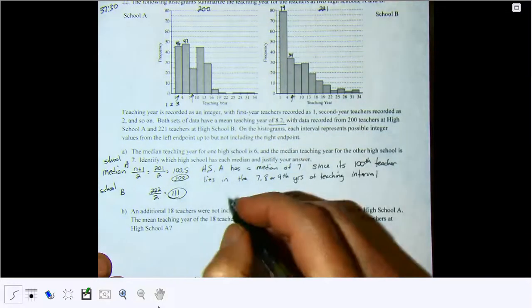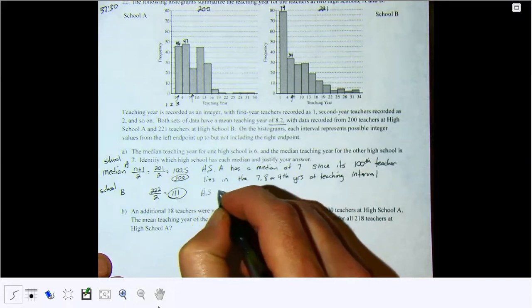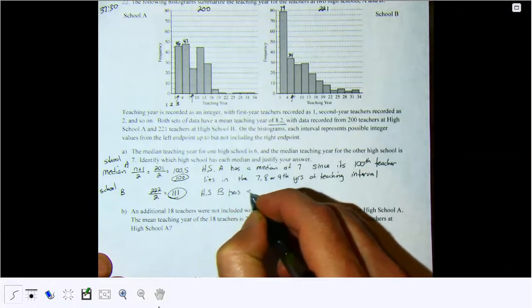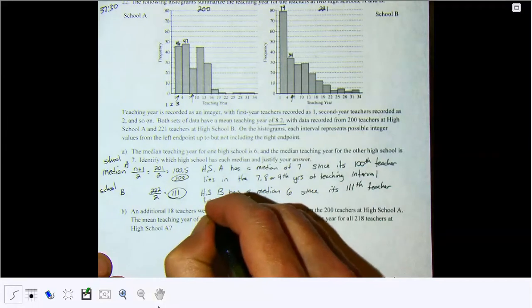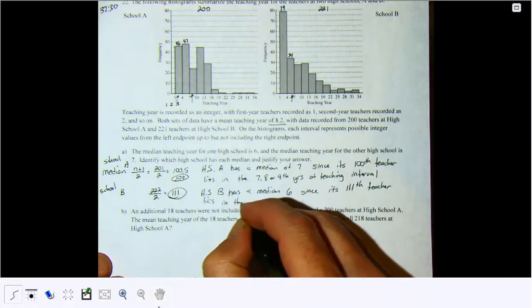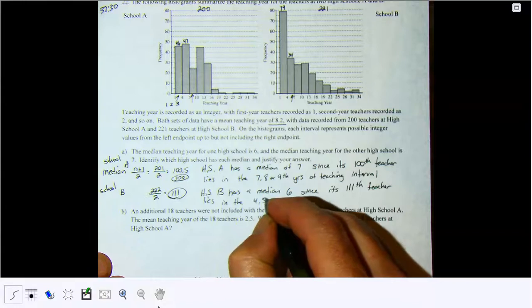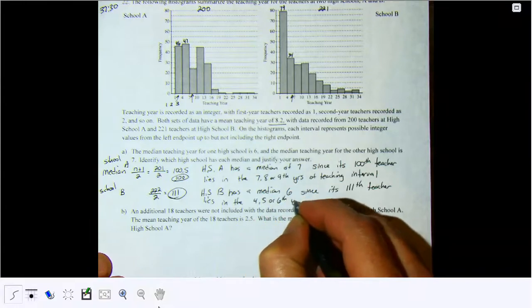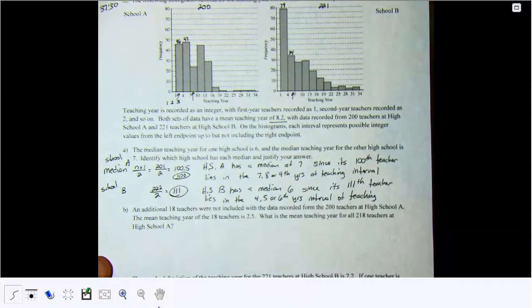So that verified what we knew: high school B has a median of 6, since its 111th teacher lies in the 4, 5, or 6th year interval of teaching. Okay.